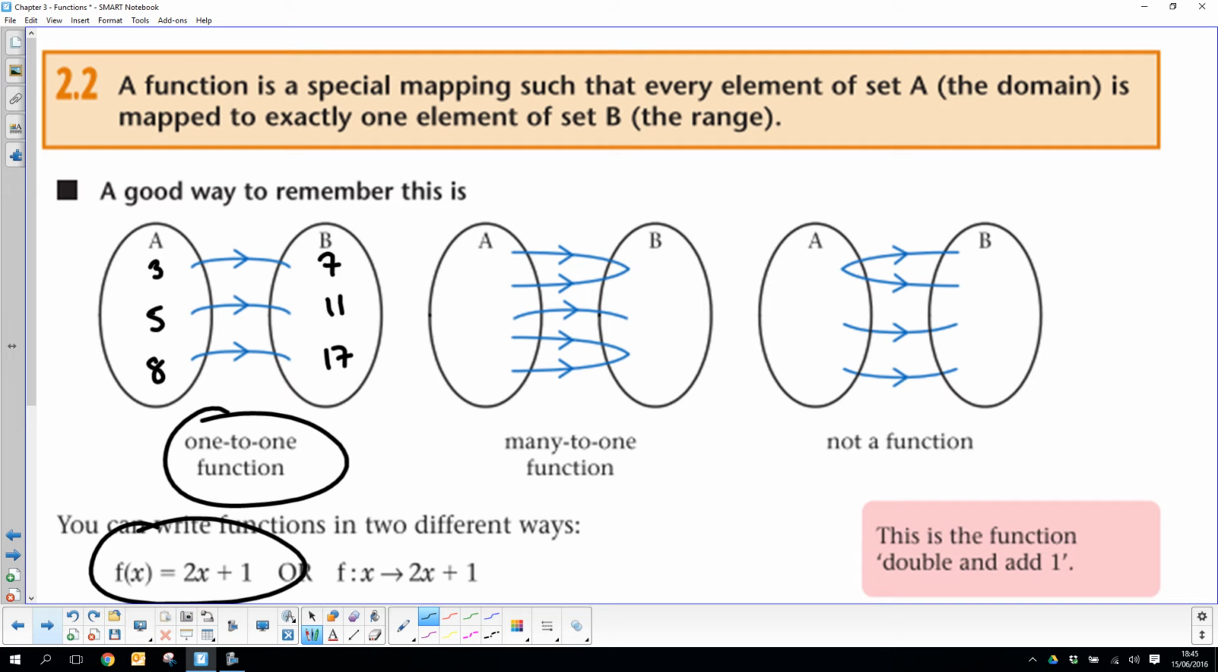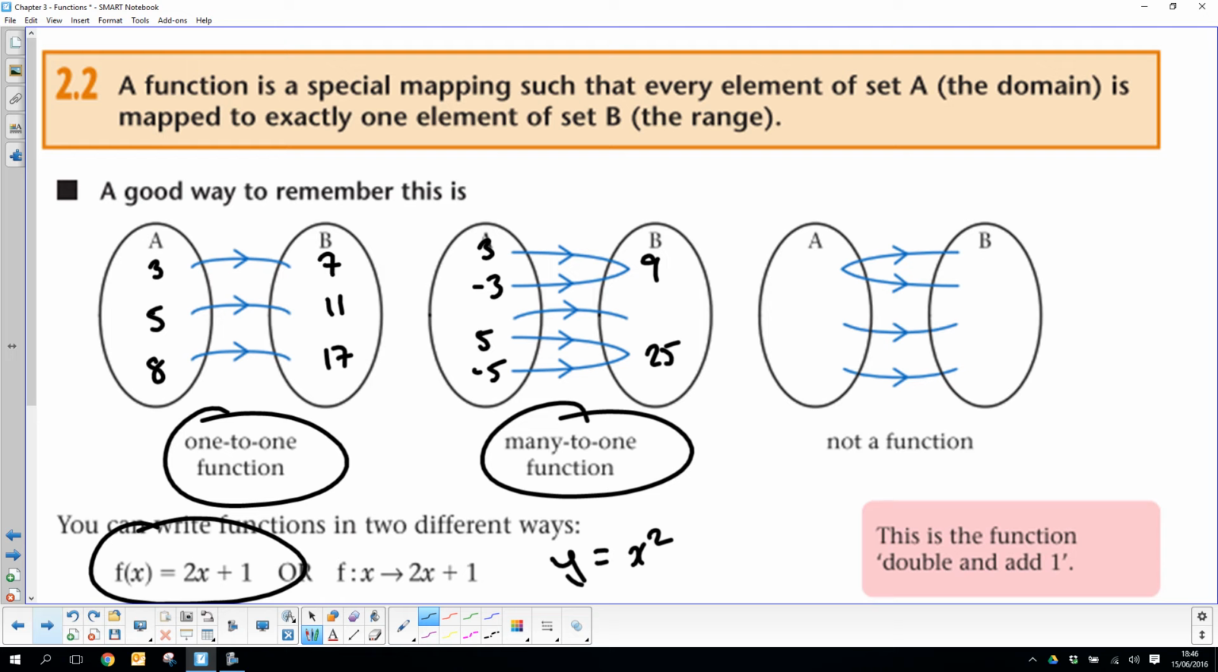What's important to note here is that we can frequently have functions where two different values will map onto a single value in the range. For example, if we were to look at y equals x squared, if we've got 3 and minus 3, or 5 and minus 5, in both those cases we have 9 and we have 25. Now this is a many-to-one function. A many-to-one function means we've got more than one value that maps onto one element of the range.